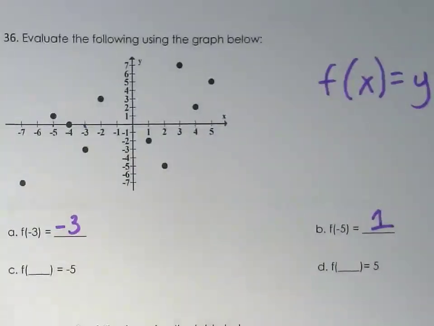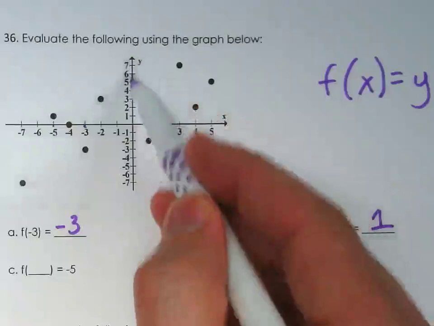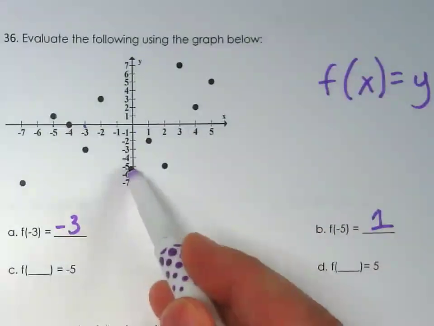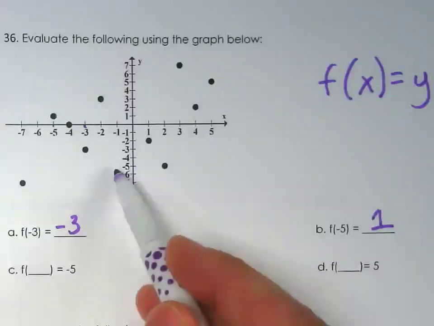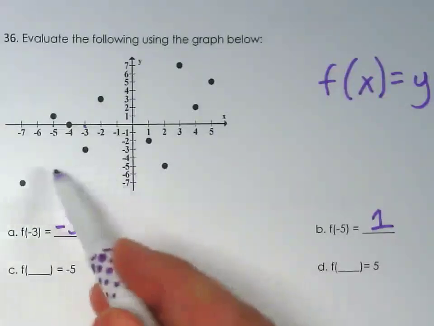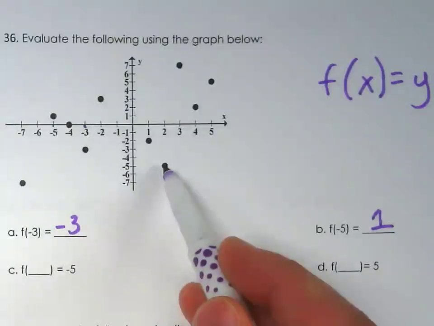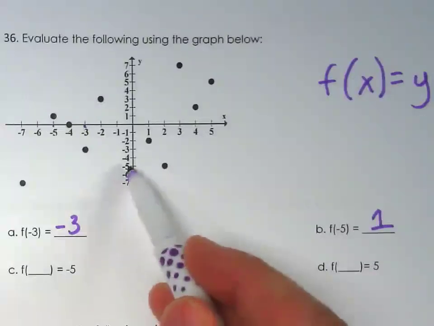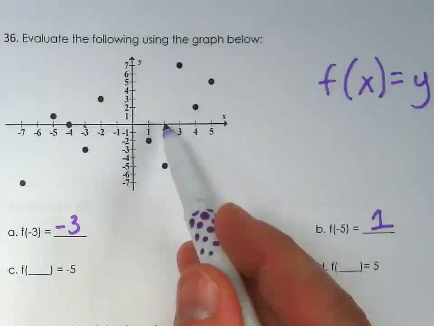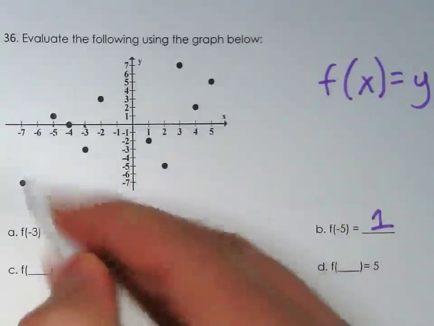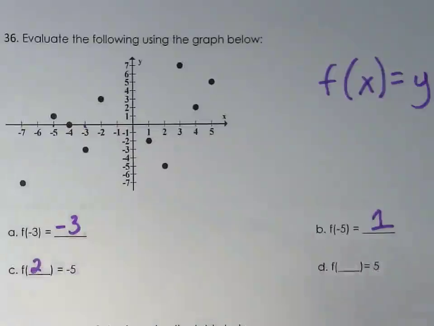Now C and D work the opposite way. It tells you your y value. So right here it says when your y value is negative 5. So on your y, go to negative 5, which is right there. Where's your dot at? It's right there. That's where the dot lines up with negative 5. Notice there's no other dot on negative 5 except for right there. What is your x value when y is negative 5? And you go straight up, and your x value is 2. So this would be f of 2 equals negative 5.